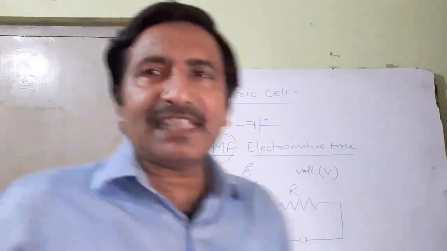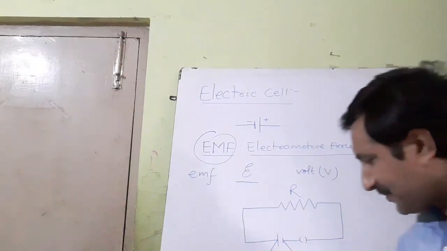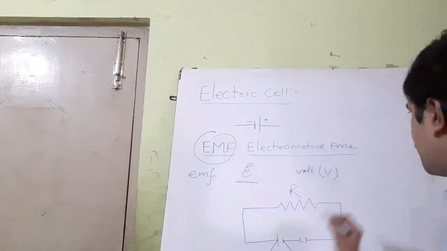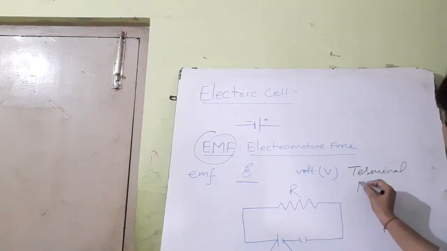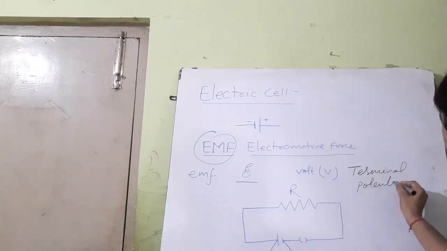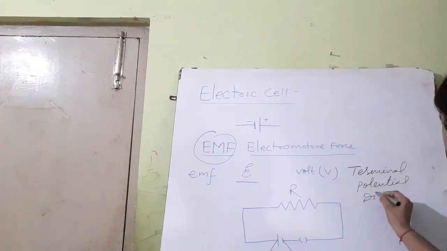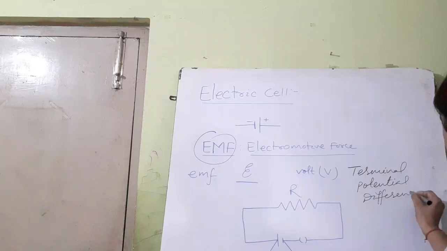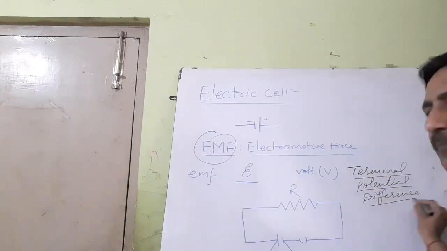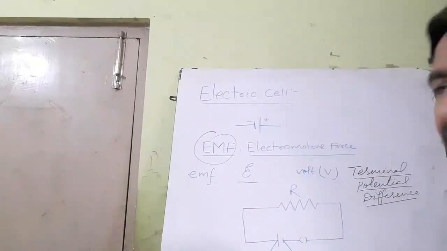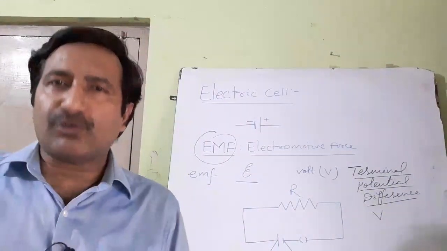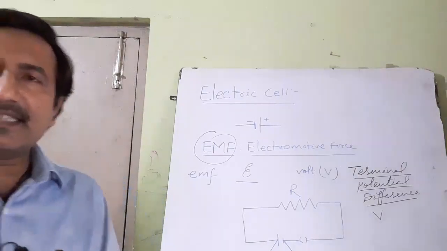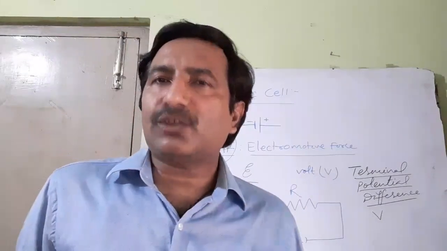That is called terminal potential difference. Terminal potential difference is denoted by V, and its SI unit is also volt. But it is the potential difference between the two terminals of the cell in a closed circuit.